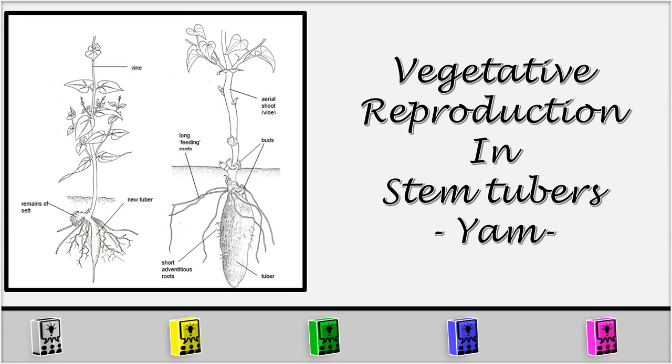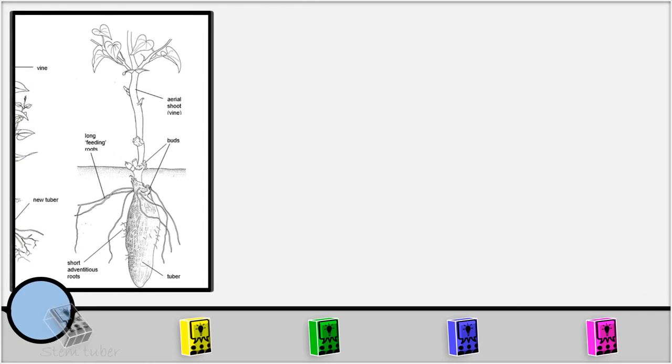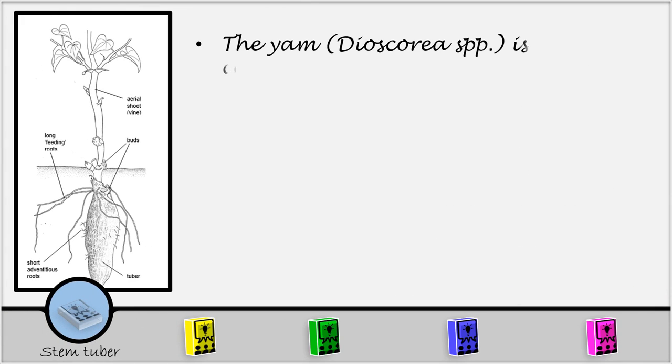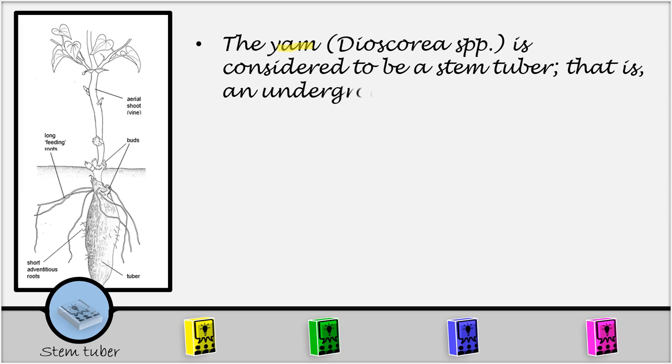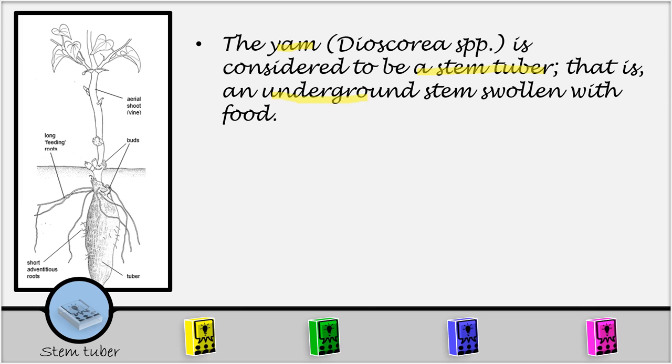I welcome you to Vegetative Reproduction in stem tubers, yam. The yam, Dioscorea species, is considered to be a stem tuber. That is, an underground stem swollen with food.